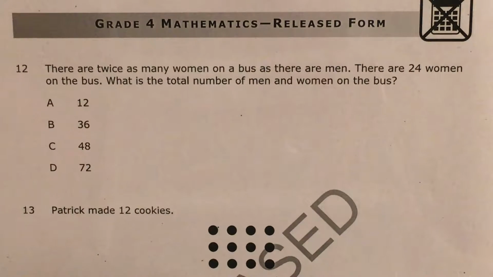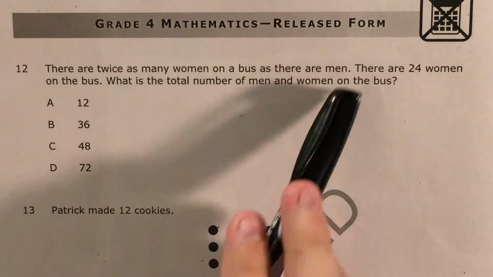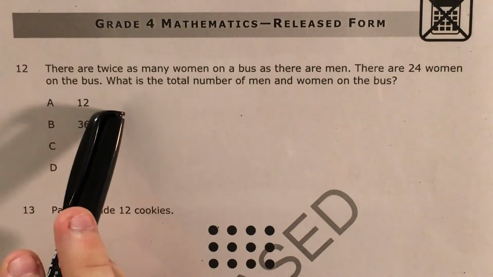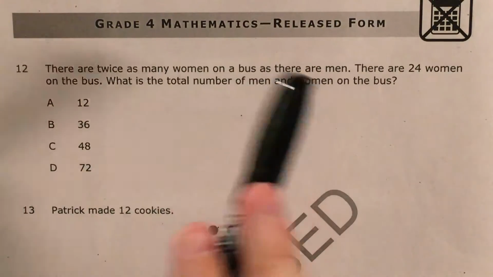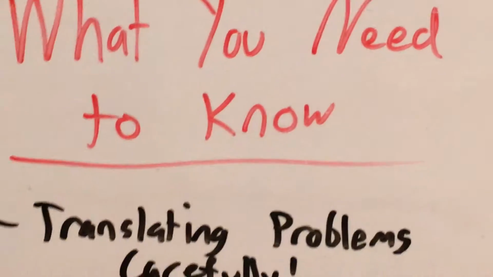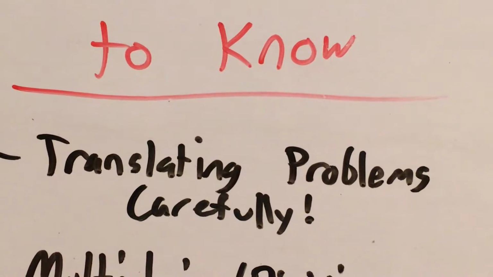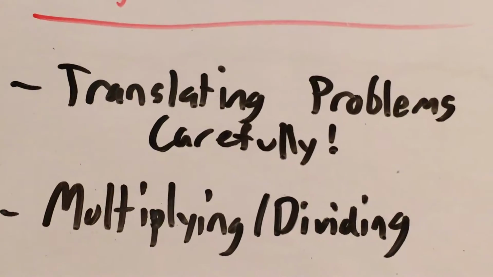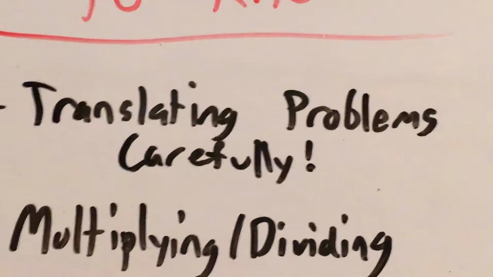This is Mr. W. We're going to tackle question 12 of the 4th grade math questions that North Carolina released this past school year. It says that there are twice as many women on a bus as there are men. There are 24 women on the bus, and we're trying to find the total number of men and women on the bus. So in order to do a question like this really well, you're going to need to know how to translate a problem like this very carefully, and then also how to work with multiplying and dividing, especially we're going to have to use a fact family in this question.